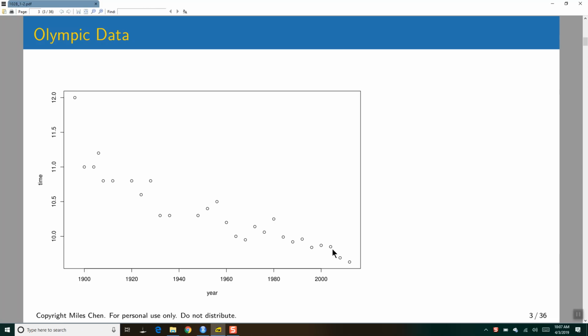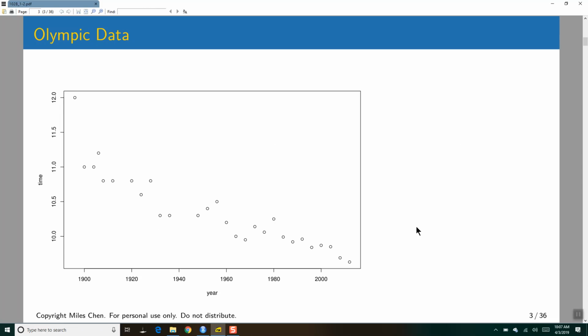And I think the last thing that they recorded was 2012. So 2004, 2008, 2012. So they don't have 2016 or 2020. But anyway, this is what we have seen.